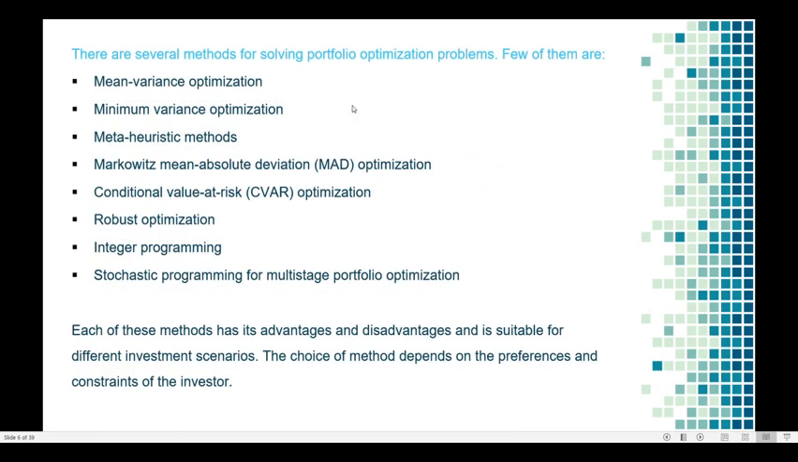There are several ways to solve portfolio optimization problems. A few of them are mean variance optimization, minimum variance optimization, meta-heuristic methods, Markowitz mean absolute deviation optimization, conditional value at risk optimization, robust optimization, integer optimization, and stochastic programming for multi-stage portfolio optimization. Each method has its own advantages and disadvantages. It depends upon the investor's choice which method they use.